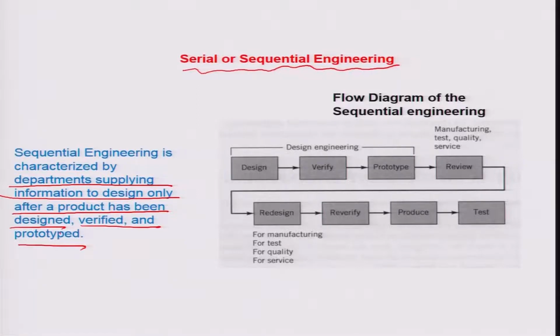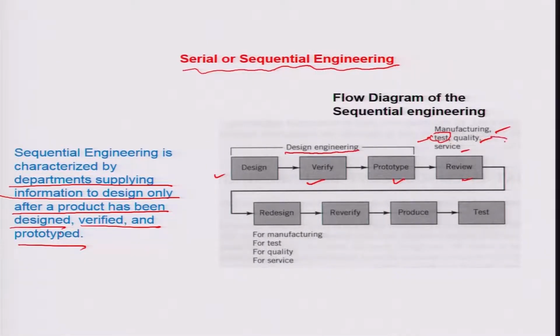So, the process was really that you design something, which is the goal of the design engineering, then you verify whether the design is right, and then you try to prototype and then review the prototype with manufacturing, let us say quality or service, or even some testing of the product or functional testing of the product.